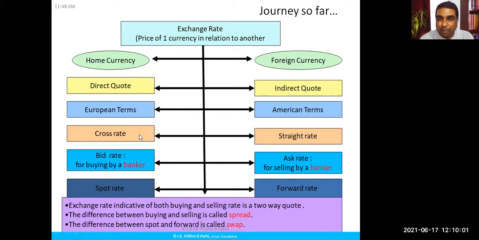Buying rate. But here you have to remember, buying rate means buying by the banker or by the forex dealer. His buying rate, not your buying rate, not the customer's buying rate. And ask rate is the selling rate. But here you have to keep in your mind that when we talk about selling rate, we're talking about the selling rate of the dealer.